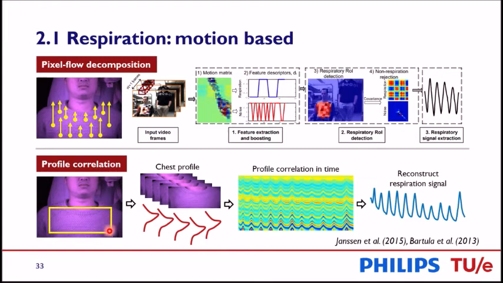The idea is also quite simple. We select a region of interest, for example the chest, and then derive the profile for each frame. It can be a vertical projection of the pixels, and then we estimate the profile correlations over time, and from the correlations we derive the respiratory signal.